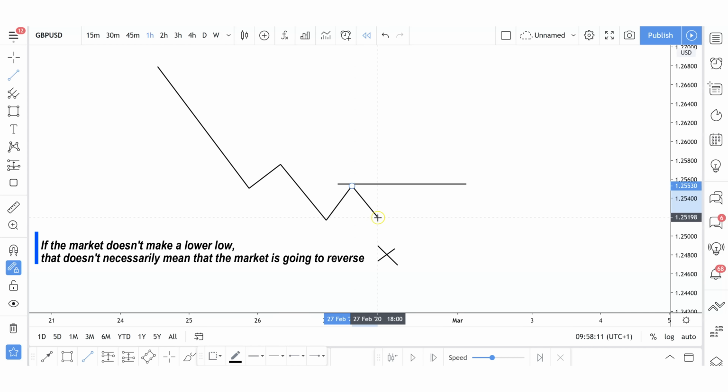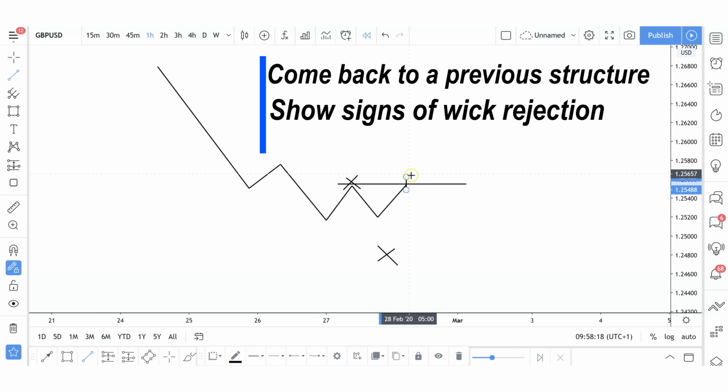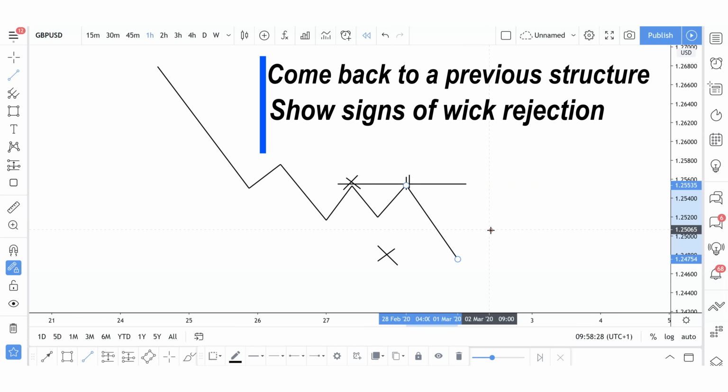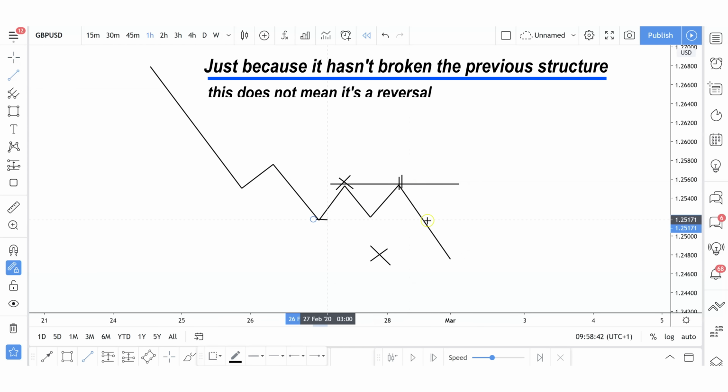But what the market will likely do is come back to a previous structure, or lower high or higher low, show signs of wick rejection, whatever you want to call this, a liquidity pullback, collecting orders, not enough orders, I don't really care. And then eventually what you'll see the market do is push to the downside. So not every single time will you see the market make that lower low immediately. Sometimes the market will create a level, push away from that level, come back, react to that level, and then continue down. Just because it hasn't broken the previous structure, this does not mean it's a reversal.